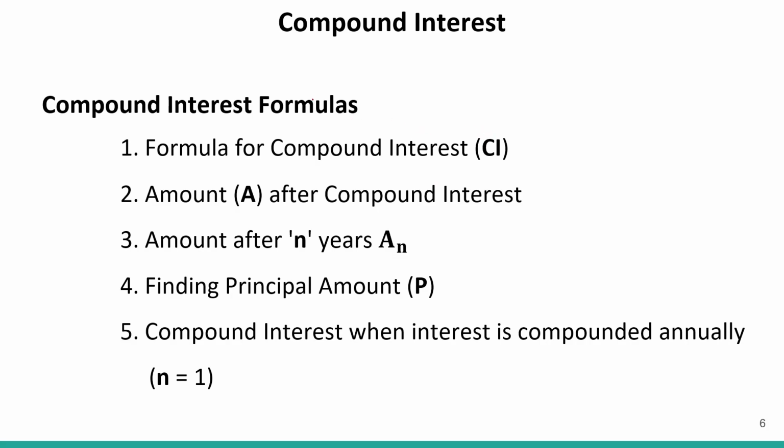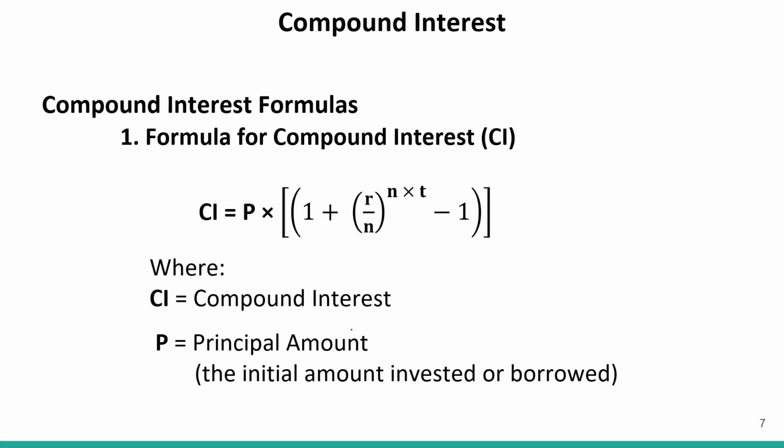Let's see some formulas that are important for the concept of compound interest. The amount is denoted as A, and compound interest is denoted as CI. The amount after n years is written as A_n. Finding the principal amount, it will be P. When interest is compounded annually, n is equal to 1; these cases we will see. The formula for compound interest is CI = P[(1 + r/n)^(nt) - 1]. This is the formula that we have right now.